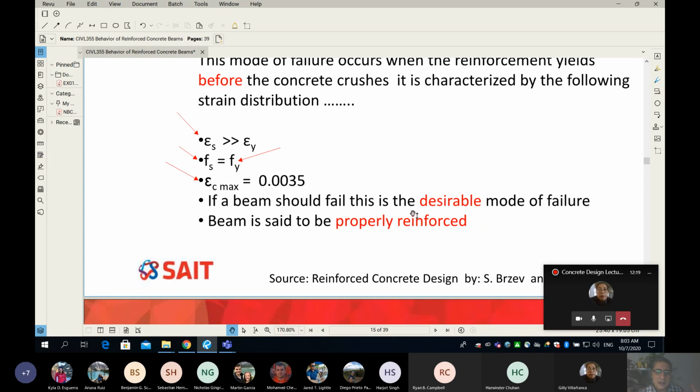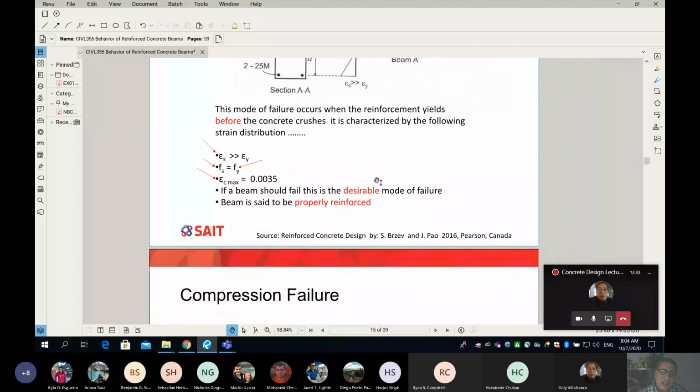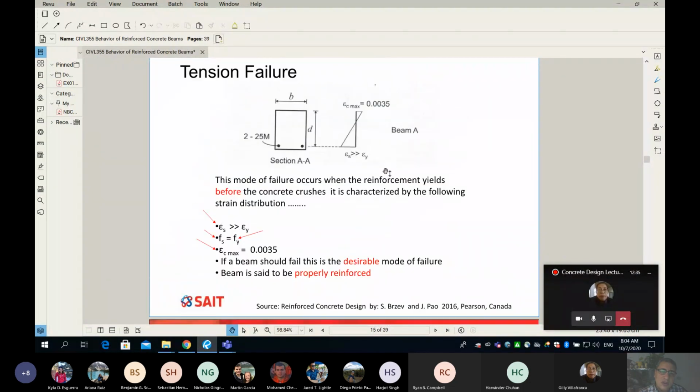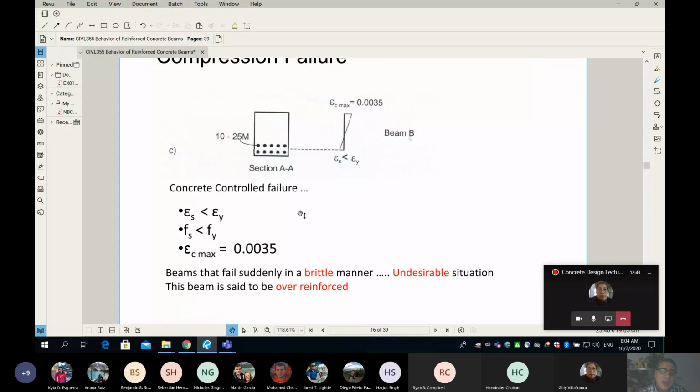And that's why it's a desirable mode of failure, and that's why we call it properly reinforced. Because when we say properly, it means that's the way we are supposed to do it if we were to design a beam. So that was the first failure mode, tension. So we call it tension or ductile or properly reinforced. And then on the opposite side, simply we have the compression failure.